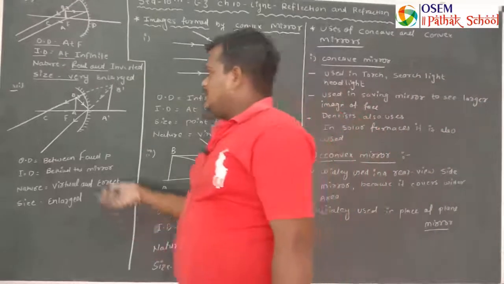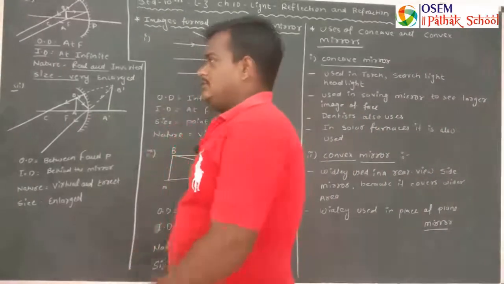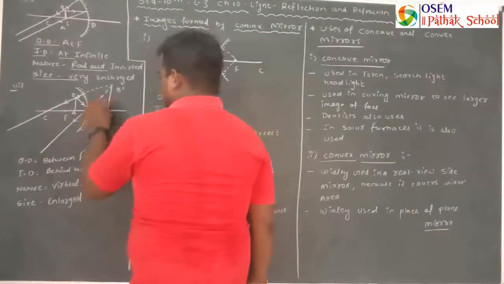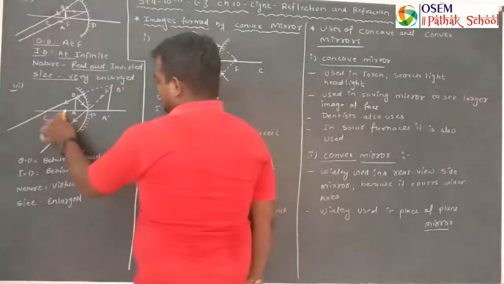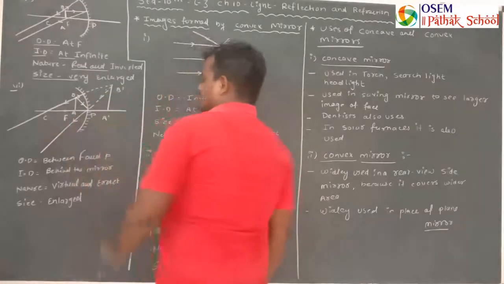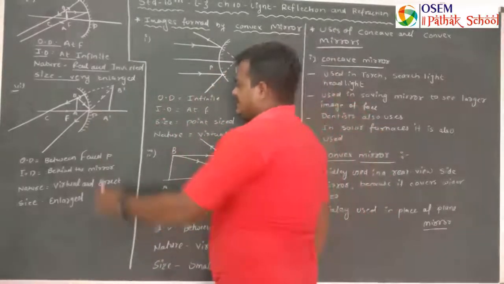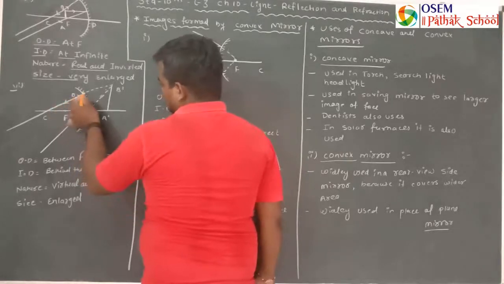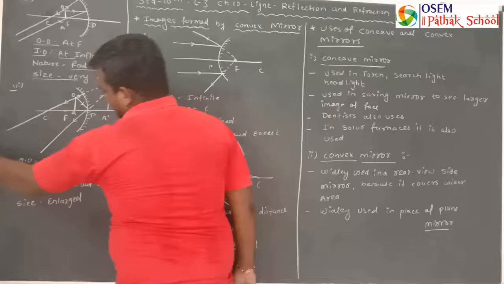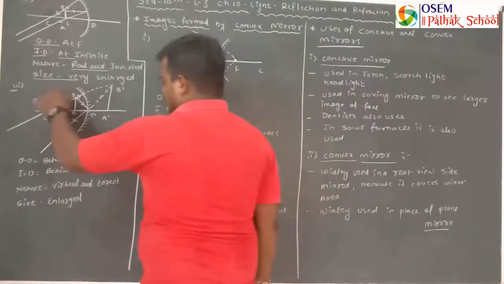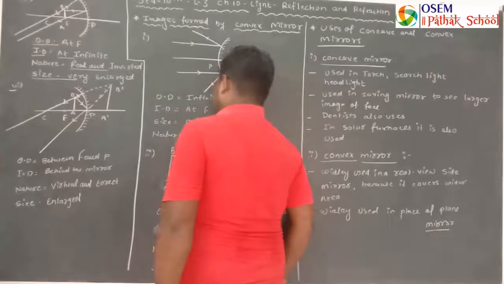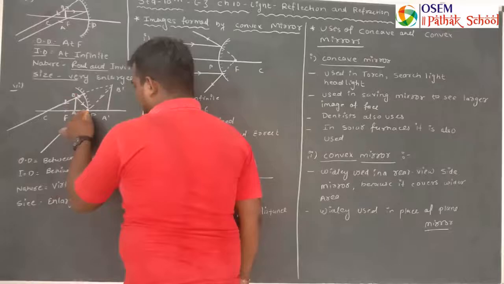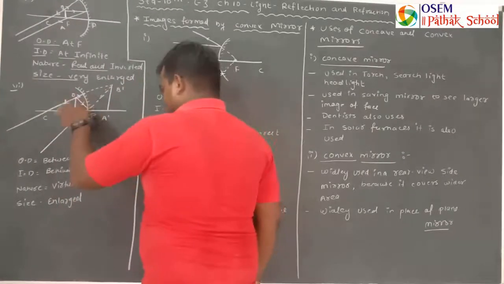Now we are going to learn about the 6th case. Now the object is placed between F and P. This is our P, the pole, and this is F, the focal point. So this is our object. The first ray passes through the center of curvature and continues in this direction. The second ray gets reflected from the pole and passes in this direction.